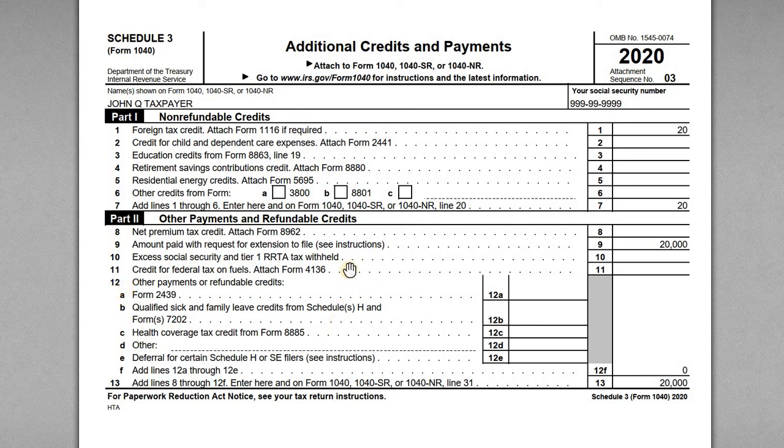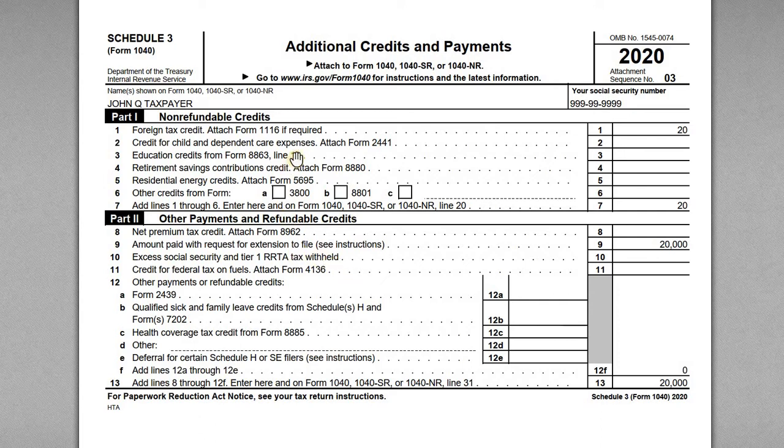Okay, for this video, I wanted to cover the IRS Form 1040 Schedule 3. Schedule 3 is for additional credits and payments. This schedule is attached to your Form 1040, 1040SR, or 1040NR for a non-resident return.